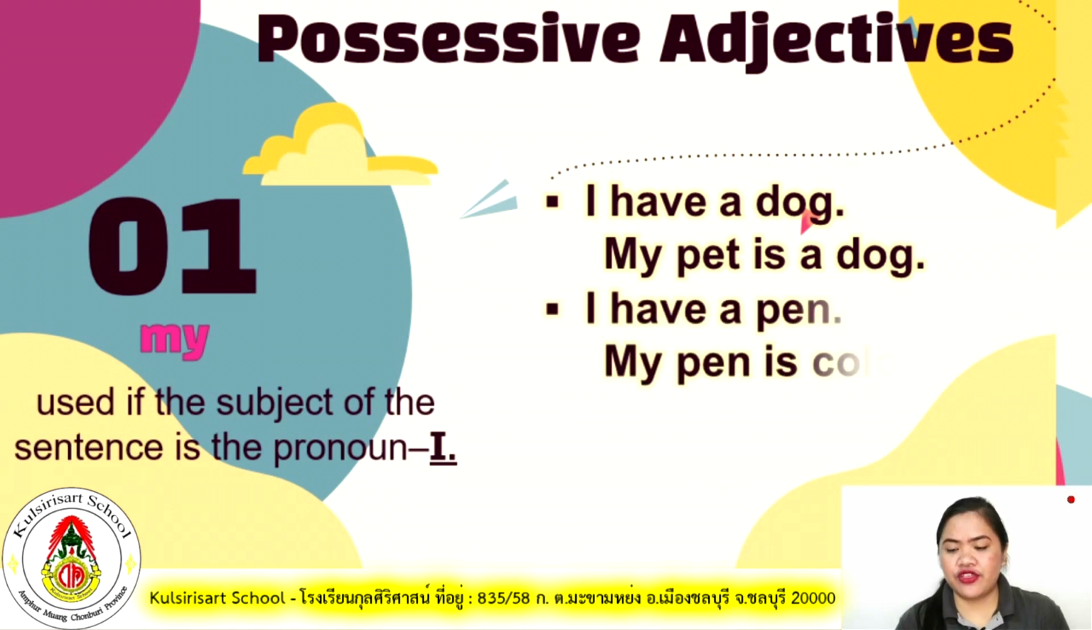So, we have the other example. I have a pen. So, when you're going to use the possessive adjective, it will become my pen is color black. My pen is color black. Okay? We used my in both sentences because the subjects are the same. I.